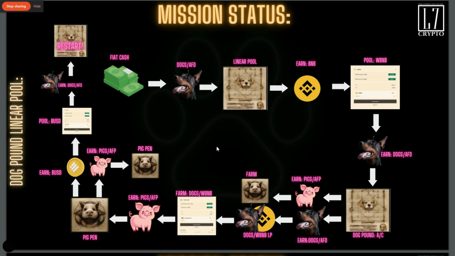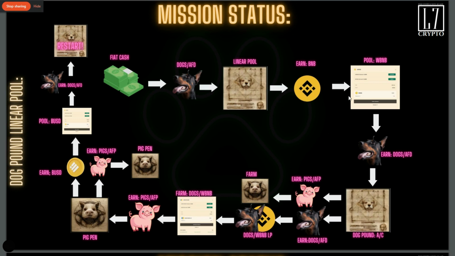This is the regular linear pool visual. So here, we're going to start again with the fiat cash. You take your cash, you go purchase some dogs. You're not going to put them in the auto compound. You're going to put them in the linear pool. So in the linear pool, you just earn straight BNB. You have to go in and claim it each day yourself. So you're going to claim it.